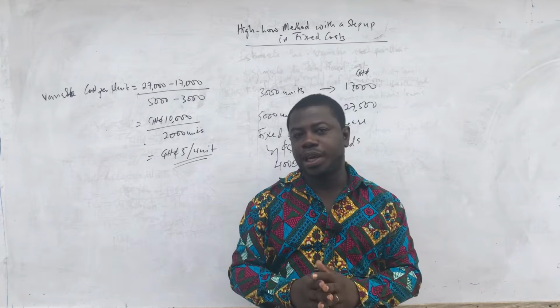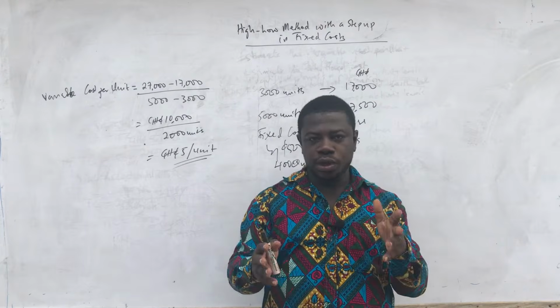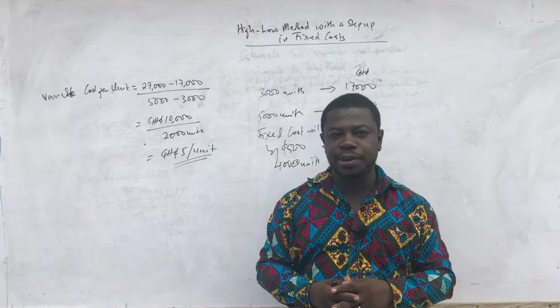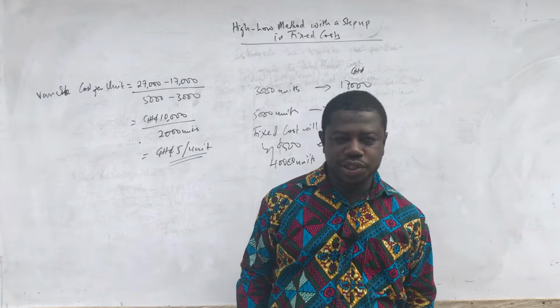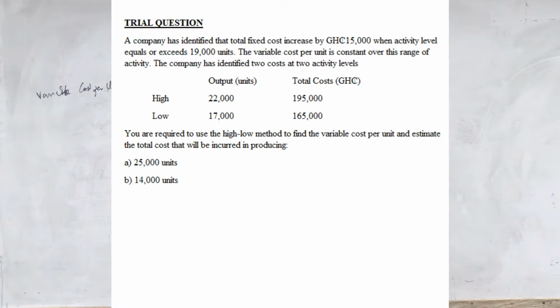So I'm going to pick a question for us to solve so that we'll get a better understanding of what I'm explaining. Okay, so let's solve this question together. A company has identified that total fixed cost increased by 15,000 Ghana cedis when activity level equals or exceeds 19,000 units. The variable cost per unit is constant over this range of activity. The company has identified the following cost at 2 activity levels.